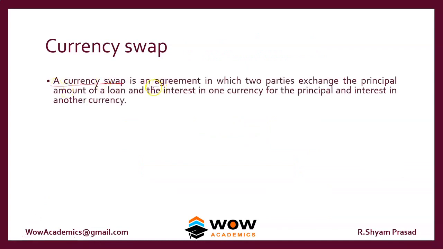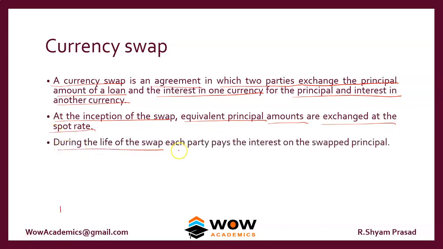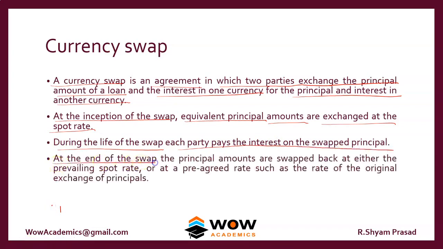A currency swap is an agreement in which two parties exchange the principal amount of loan and the interest in one currency for the principal and the interest in another currency. So we'll have an example to understand this better. At the inception of the swap, equivalent principal amounts are exchanged at the spot rate. During the life of the swap, each party pays the interest on the swapped principal. At the end of the swap, the principal amounts are swapped back at either their prevailing spot rate or a pre-agreed rate, such as the rate of the original exchange of principal.